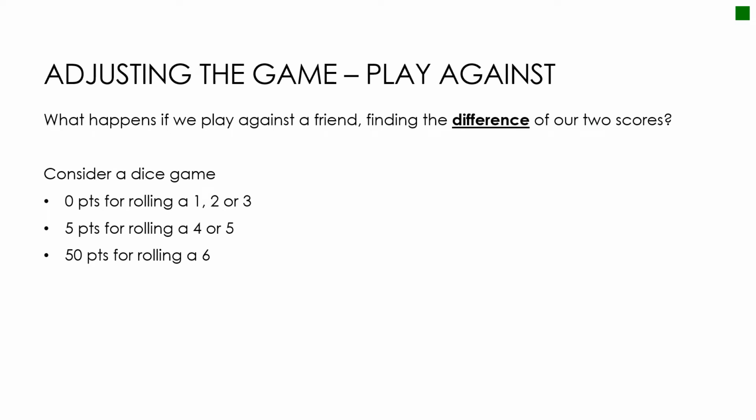So now let's switch it up again. Now I'm not playing twice. I'm playing twice, but I'm playing against somebody else. So one person's playing, the other person's playing. So now I'm not finding the sum, I'm finding the difference of our two scores. So what can we expect to happen?